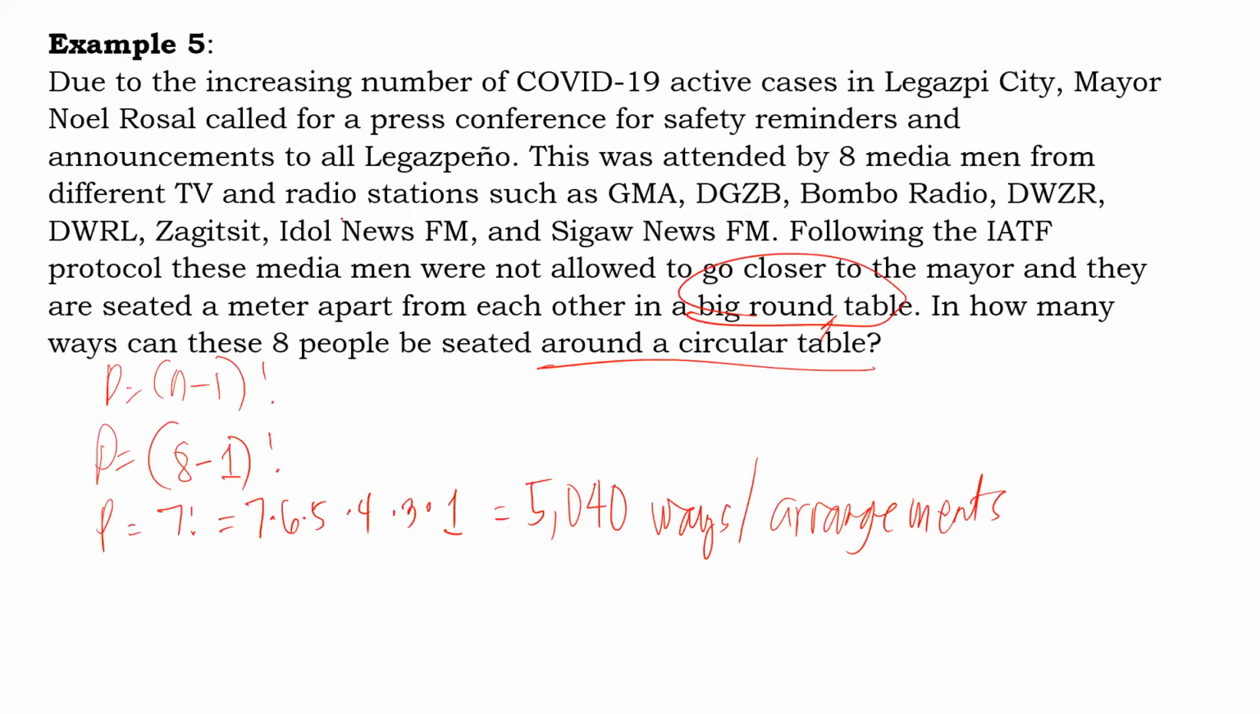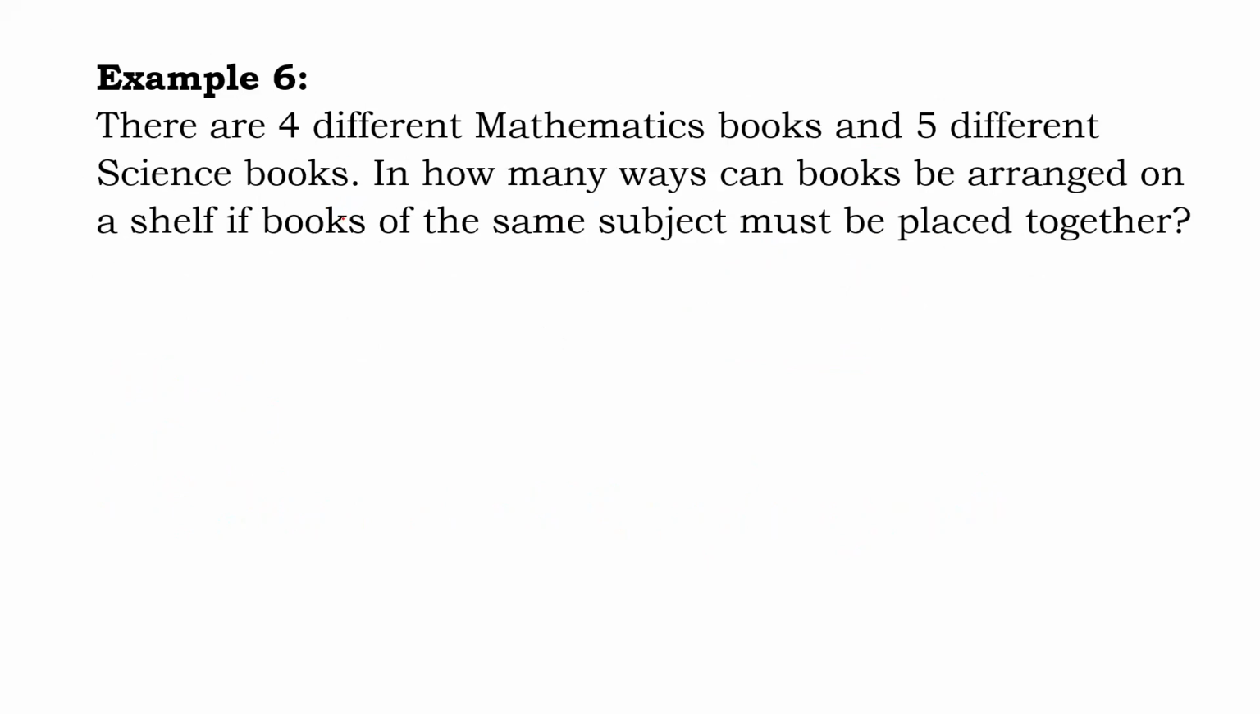Example number 6. There are 4 different mathematics books and 5 different science books. In how many ways can books be arranged on a shelf if books of the same subject must be placed together? So, titingnan mo kung what type of permutation siya. Circular ba siya? Hindi naman. Ang tawag doon, distinguishable ba siya? May naulit ba na object? Take note, 4 different mathematics books, 5 different science books. So, walang naulit. So, this is not distinguishable.